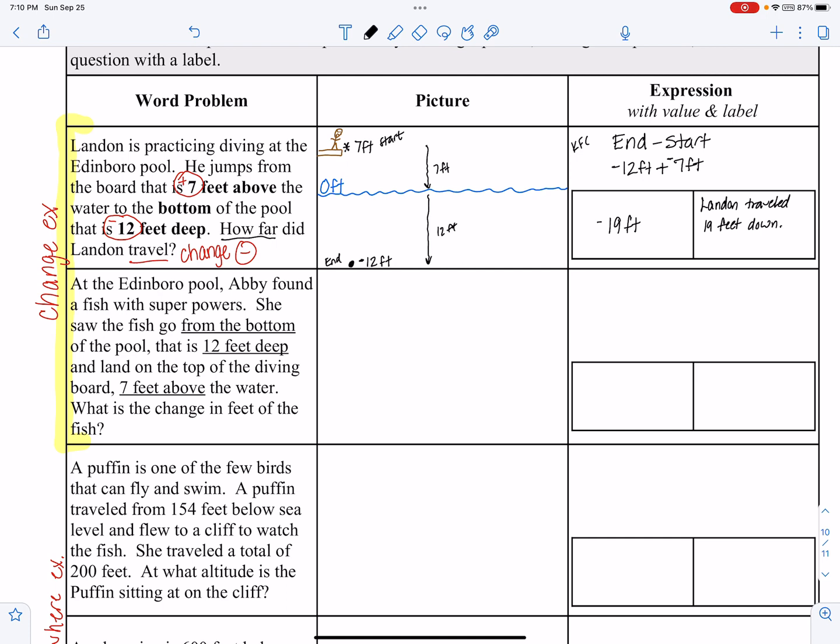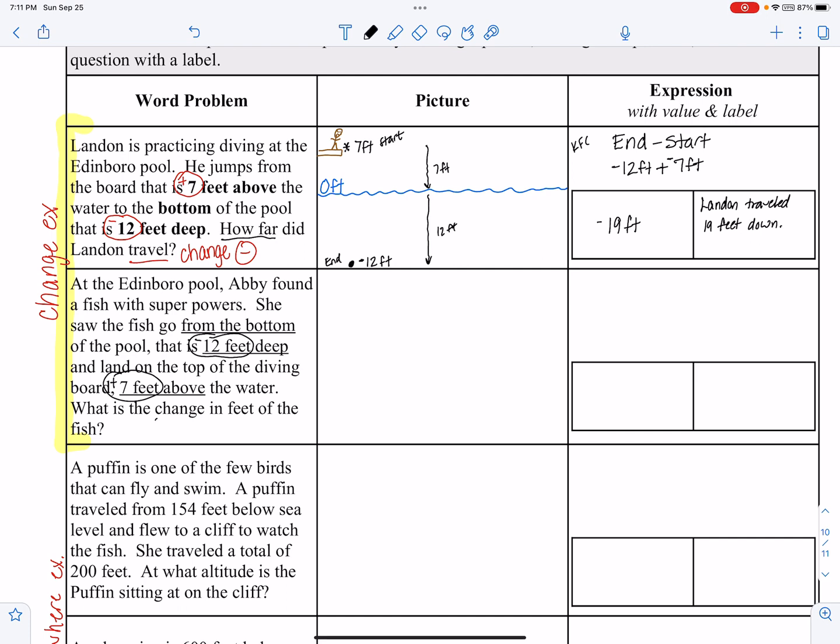All right, next problem. At the Edinburgh pool again, Abby found a fish with superpowers. She saw the fish go from the bottom of the pool that's 12 feet deep. Because we're at the bottom of the pool, I know that this is actually a negative 12. So I'm going to make a note about that right away. And then he landed on the top of the diving board, which was 7 feet above. 7 feet above is a positive 7. So I'm going to record that little note there. So I've just identified my two numbers.